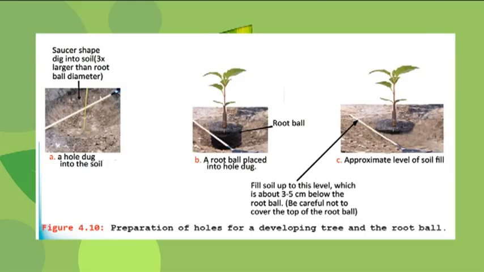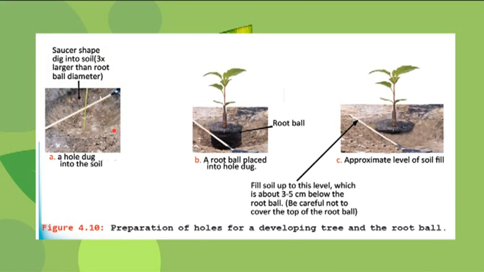Alright, so here's a figure that shows just how to prepare holes for developing trees and the root ball. So what we've got here to start off with is a hole that's dug in the soil. And you can see a saucer-shaped dig that's about 3 times larger than the root diameter.